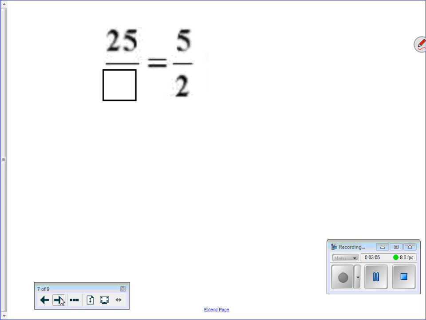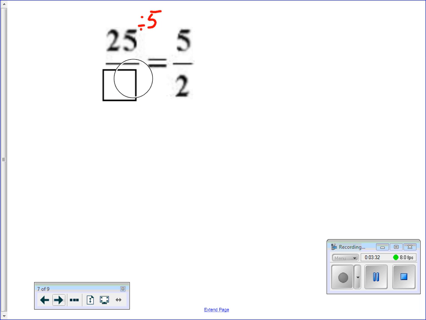Oh, here, I have 25 over something equals 5 over 2. Let's work with the division rule this time. 25 divided by what will give me 5? Well, I know 25 divided by 5 is 5. So what number divided by 5 gives me 2? 10, right? 10 divided by 5 is 2. So we know 25 over 10 is equivalent to 5 over 2.